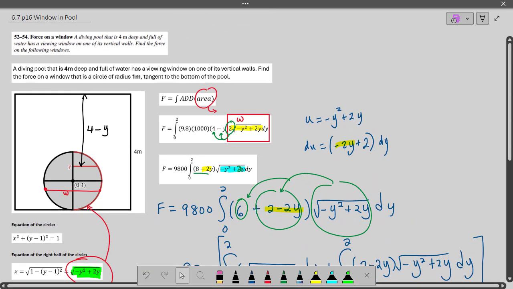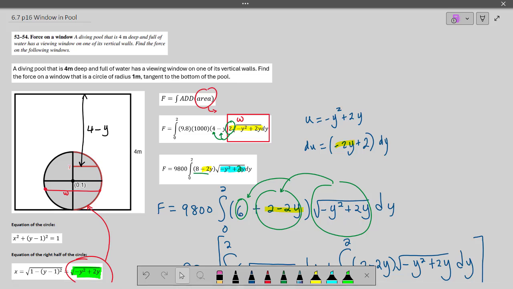You're not going to be given the formula here, but you're going to be given that gravity is 9.8 and density is 1,000. You would need to know how to find the equation of a circle and to solve for the x. So that stuff you would have to be able to do.